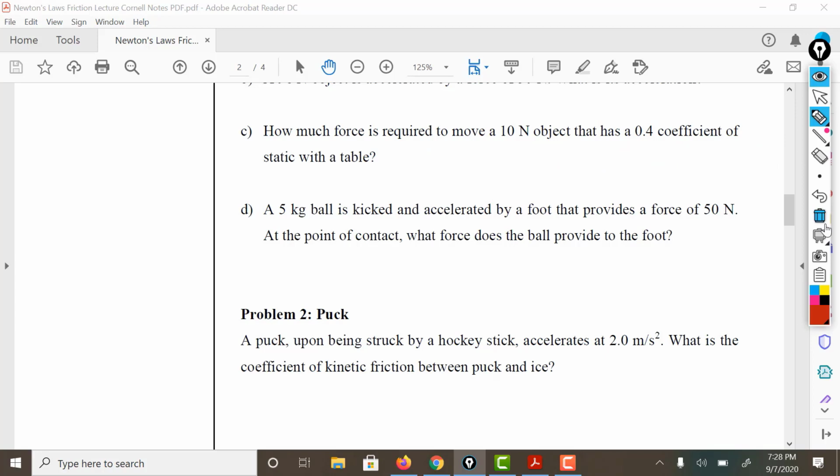For part D, you better remember this one. If we kick a ball with 50 newtons, the ball will kick back with 50 newtons according to Newton's third law. Opposite and equal reaction.